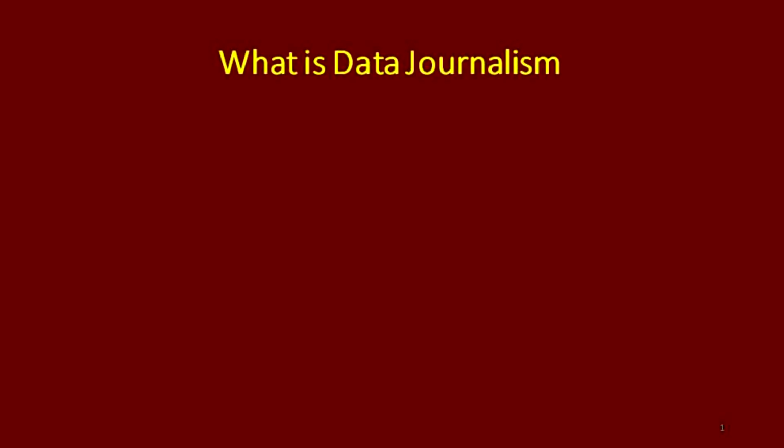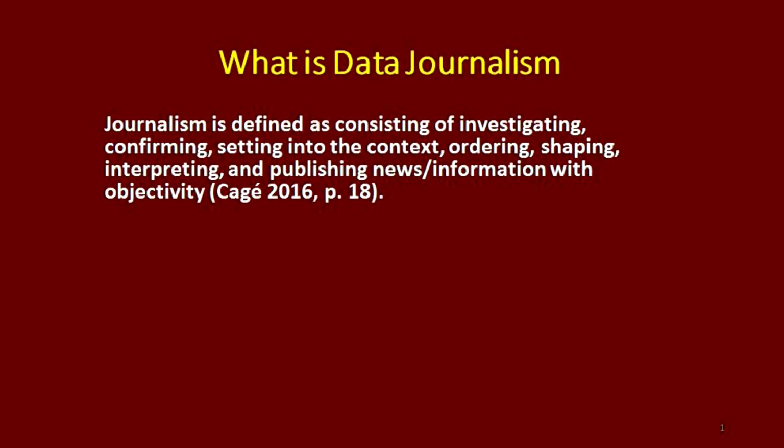Today our topic is data journalism. See, what is journalism actually? We normally define journalism as investigating, confirming, setting into context, ordering, shaping, writing, interpreting, and publishing any kind of news. That's the broad definition of journalism, right? So what we have done is that we have added the word data before journalism.